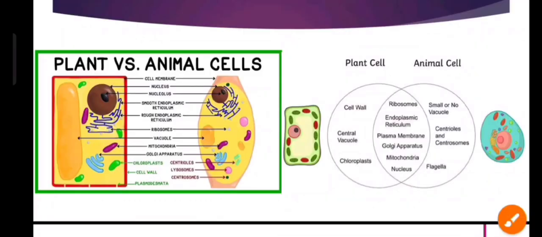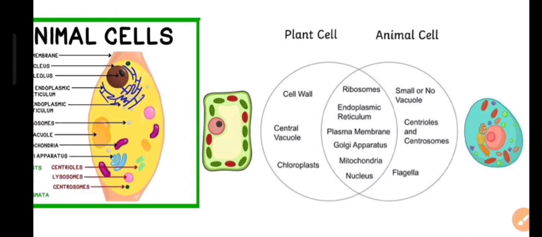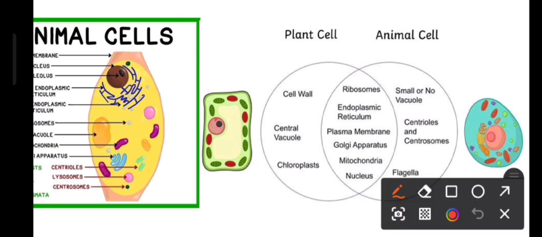Yes, in this picture you can see the difference between the plant cell and animal cell. In the plant cell, the nucleus is present in the peripheral region, but in the animal cell it is present in the central region. In the plant cell we can notice the cell wall. In the animal cell, only the cell membrane or plasma membrane is present.